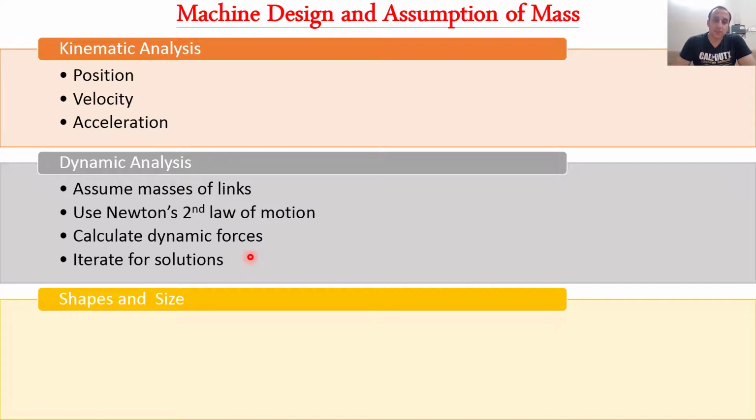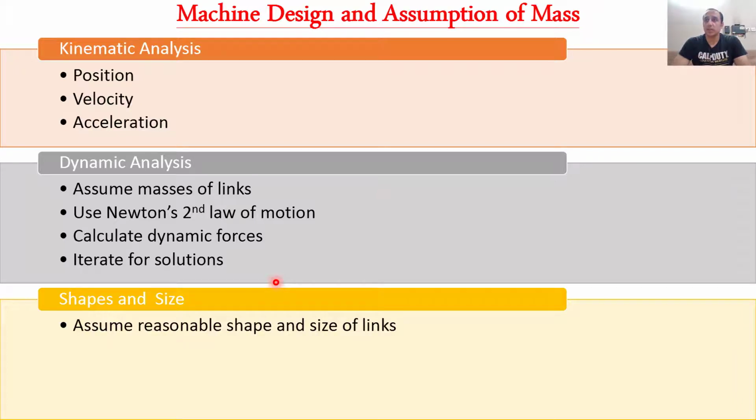Okay, so then we have the shape and sizes. In the kinematic analysis, we did not discuss the shapes and sizes of the links or parts, because we were assuming the links are shapeless and massless. Okay, so after assuming the mass, you also need to assume a reasonable shape and size of links or parts. You need to visualize that this part will be of that shape, and those will be the dimensions of that part. Okay, so that is an assumption, and what we will do on the basis of that assumption, we will discuss later.